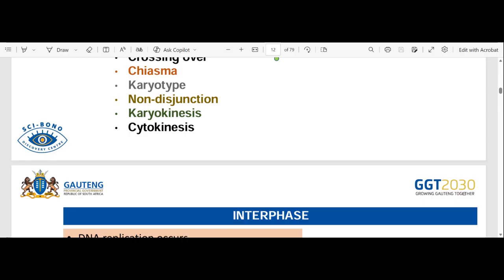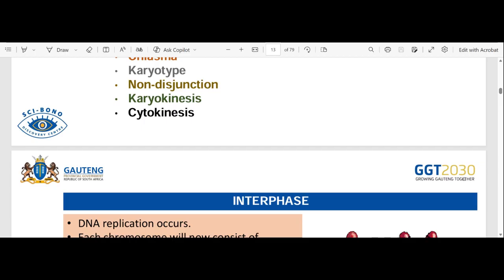Okay, let's go to non-disjunction. What is non-disjunction? Non-disjunction is non-separation. It's when chromosomes fail to separate during anaphase 1 or anaphase 2.